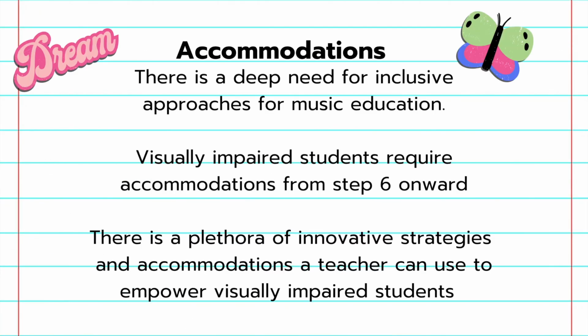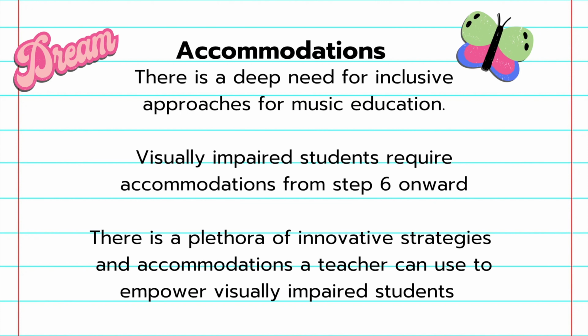Traditional music theory instruction often relies heavily on visual aids, such as diagrams and notation examples, making it inaccessible to those with a visual impairment. As a result, there is a need for more inclusive approaches to music education that consider the diverse needs of all learners, including those with visual impairments.